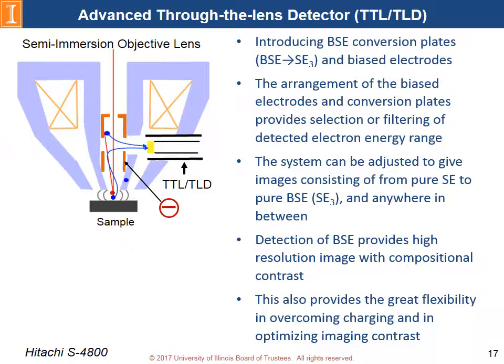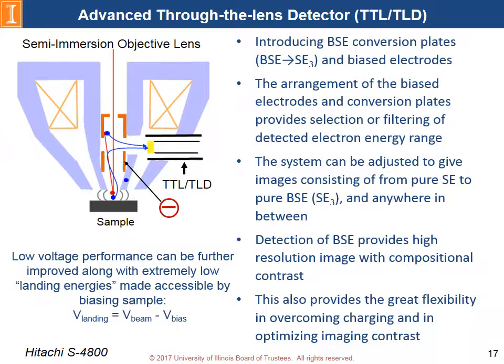This also provides us the flexibility in overcoming charging effect, since backscattered electron imaging is less affected by charging. Negative bias can also be applied to the sample, to the stage, to decelerate the incident beam, therefore improving the low voltage performance.